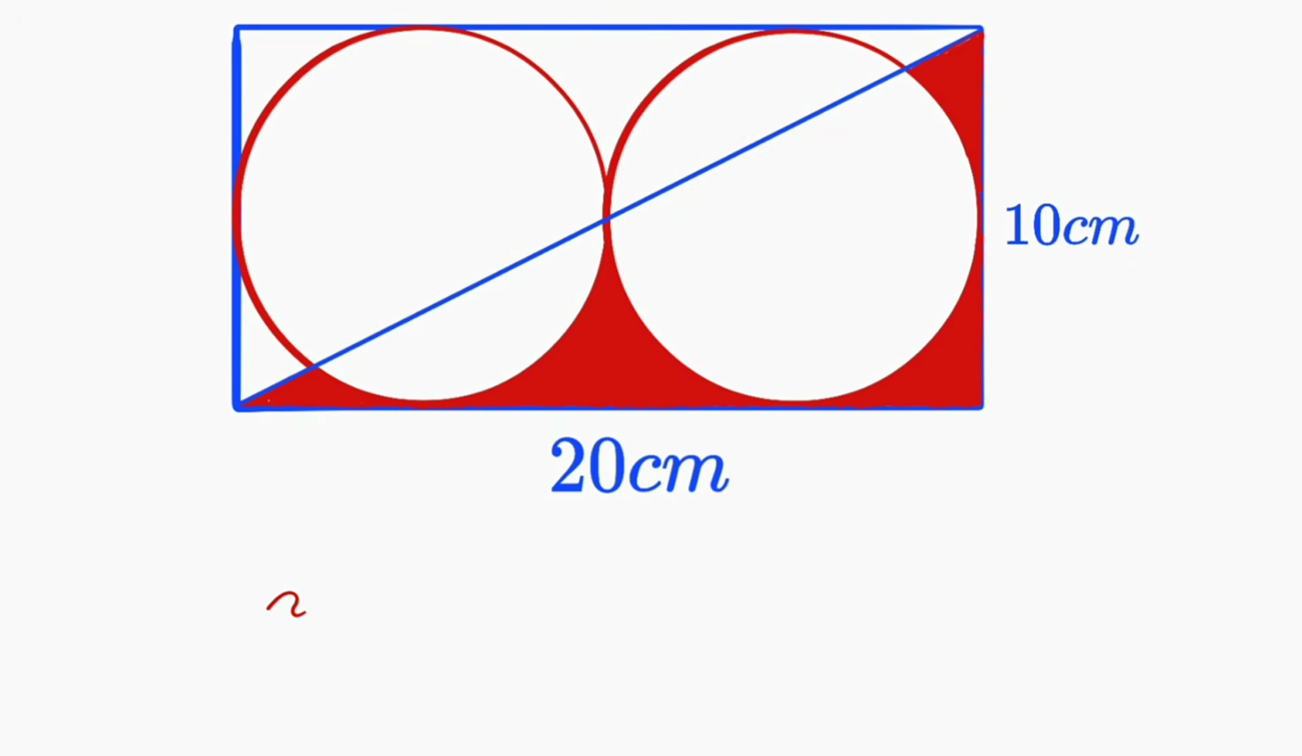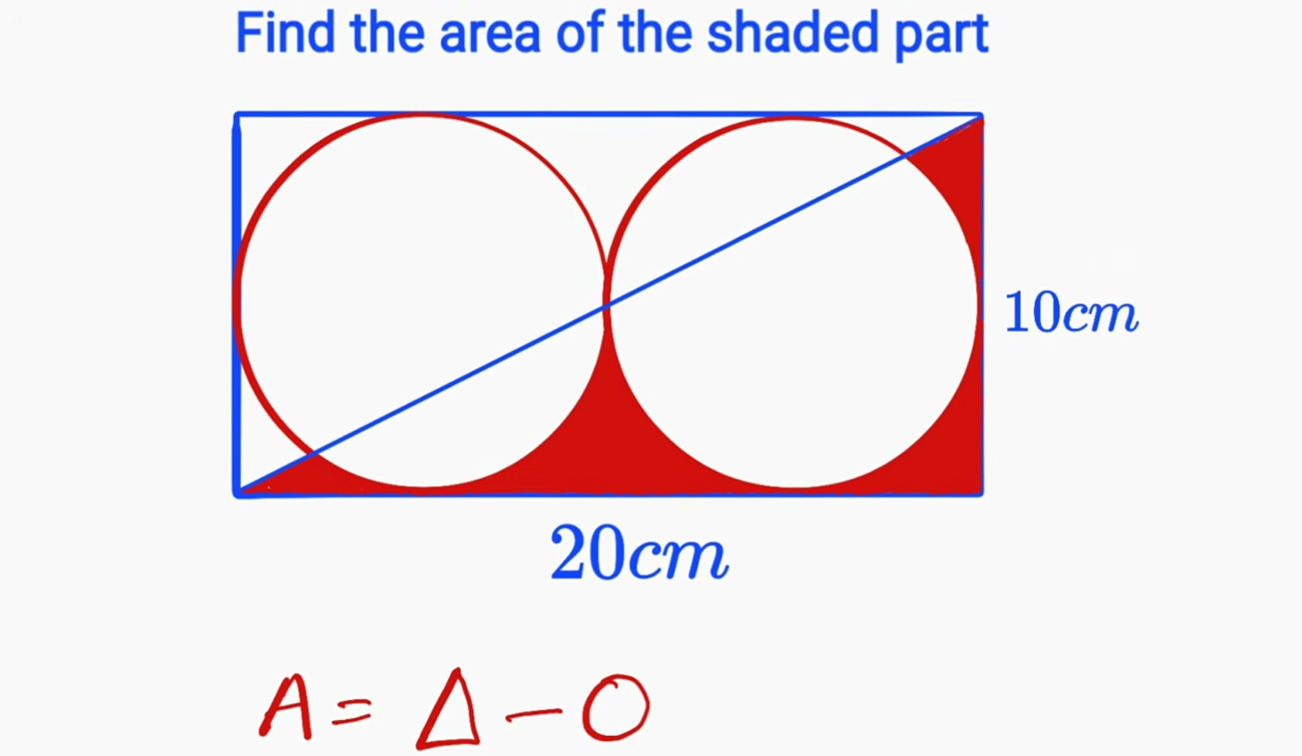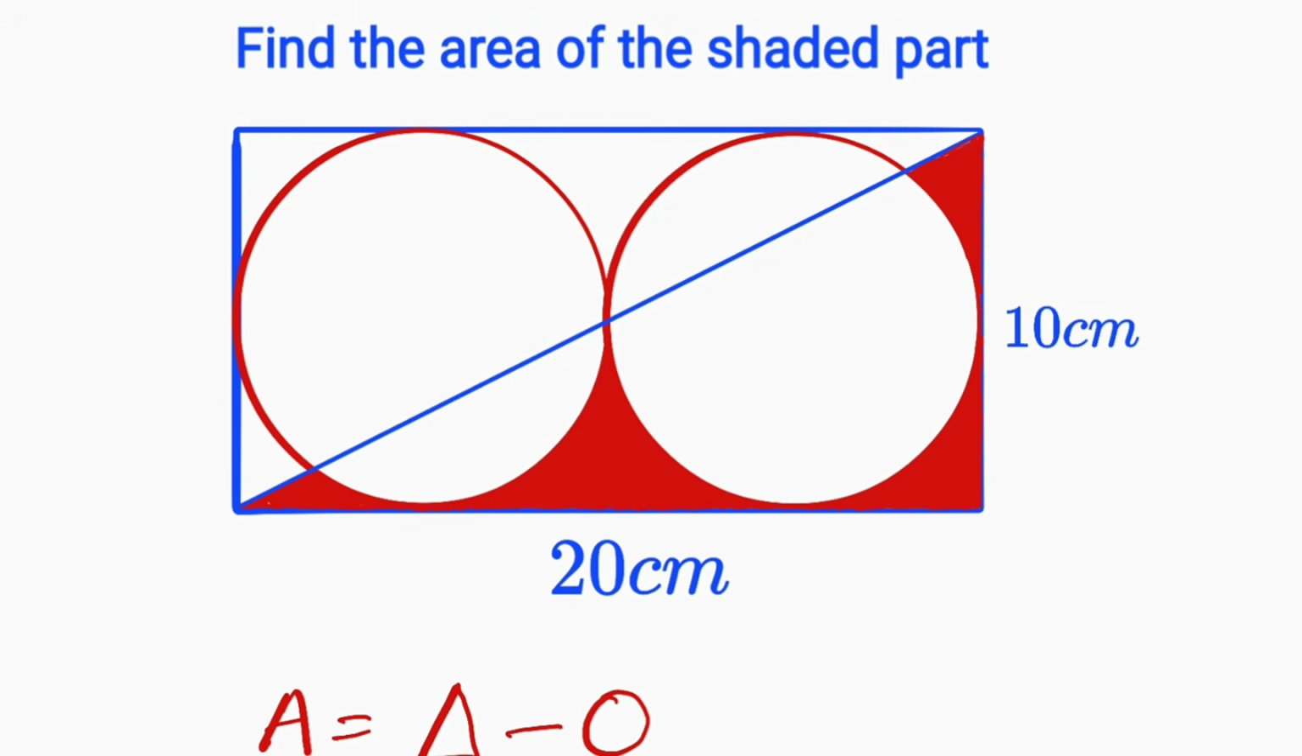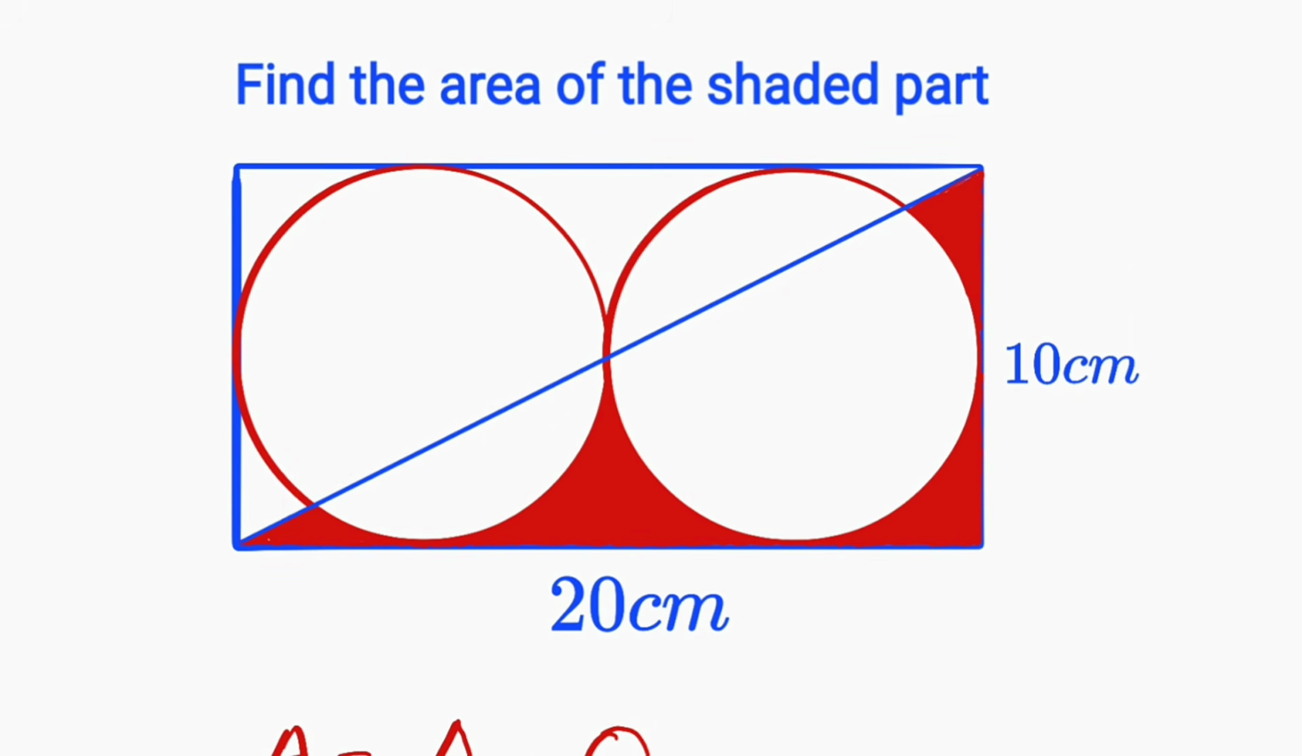Alright, so the area that we are looking for is equal to the area of this triangle minus the area of a circle. And what is the radius of this circle? Since the circle is tangent to the rectangle, then this width will be the diameter of the circle, and half of the diameter, which is 5, will be the radius.